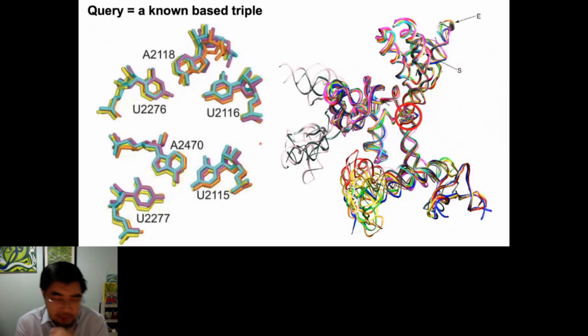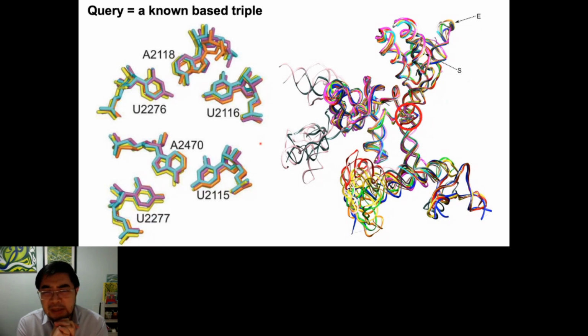But one thing that I would like to do before I end this is to share a bit on this particular query, where we start using a known base triple, which is basically a UAU base triple that I think was already reported as early on from the work of Ignacio Tinoco Jr.